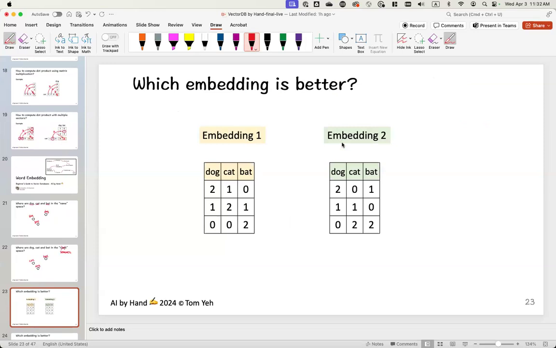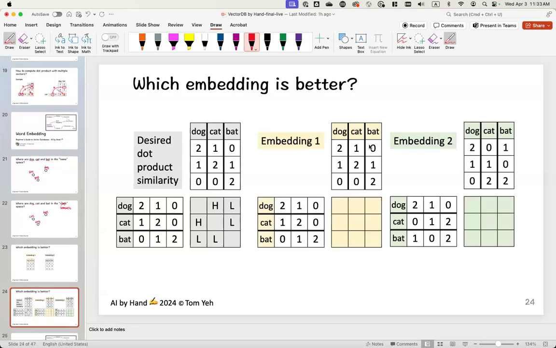Now, I'd like to talk about how we determine which space is better. Suppose we have two different schemes for embedding. Which is better? We have two ways to represent dog by just a bunch of numbers: embedding 1 and embedding 2. One is highlighted in yellow, the other in green. How can we tell which one is better? How do we do that?